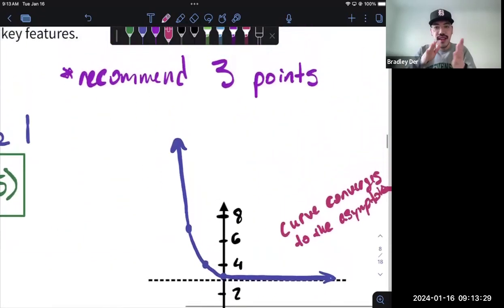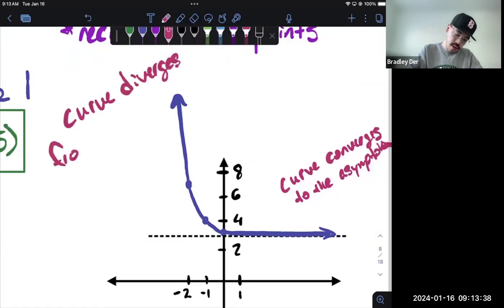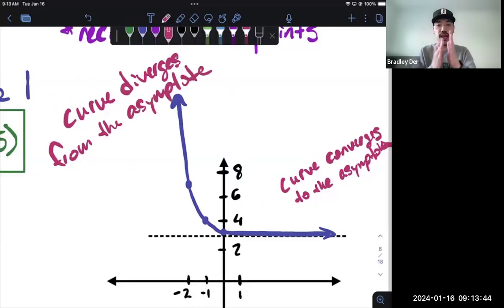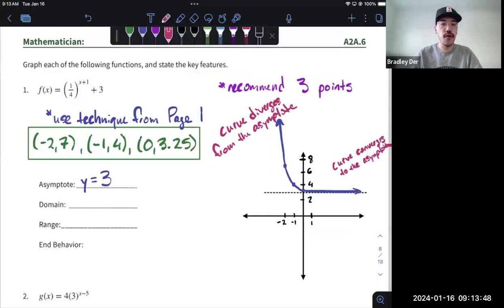Right? Converges just means like gets close to. And on the left, I would say the curve diverges from the asymptote. Right? Diverge is meaning get away from. Right? So there's some vocab for you.